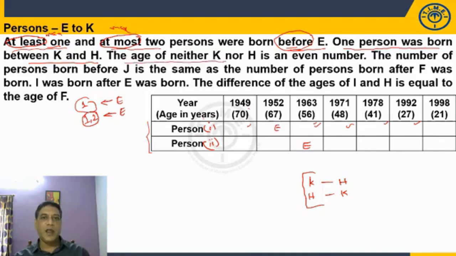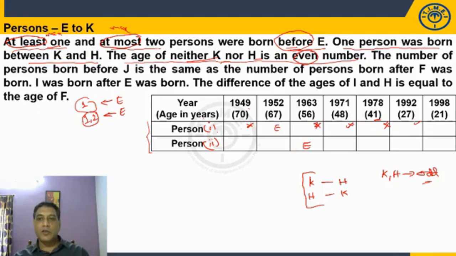The age of neither K nor H is an even number. Neither K nor H is even implies that the ages of K and H are odd. They are not even. So we have to take their ages as odd. Where is it possible? In arrangement 1, K and H cannot be taken in these two positions because both are even. They cannot be taken in these two positions because only one of them is odd and the other one is even. Both we need odd.